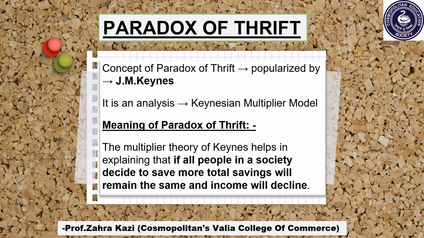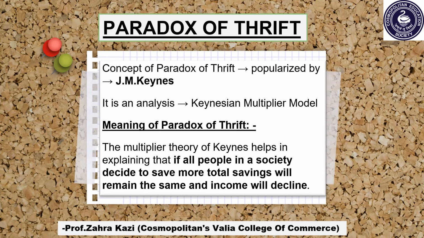The next subtopic is the paradox of thrift. The paradox of thrift was popularized, that is, this concept was given by J.M. Keynes. It shows an analysis of the Keynesian multiplier model. The meaning of paradox of thrift.